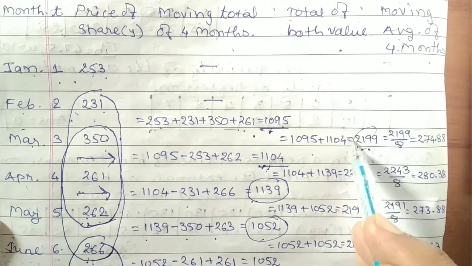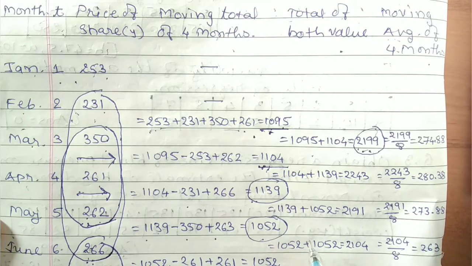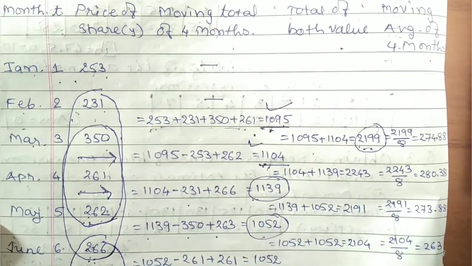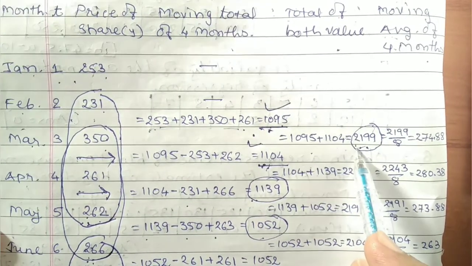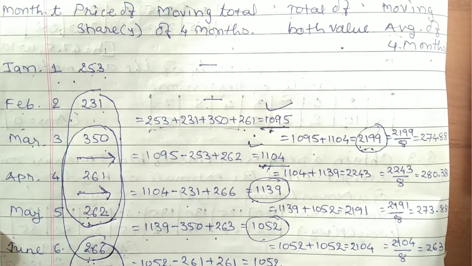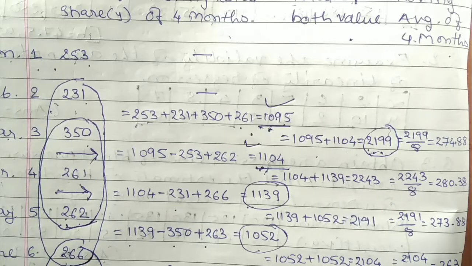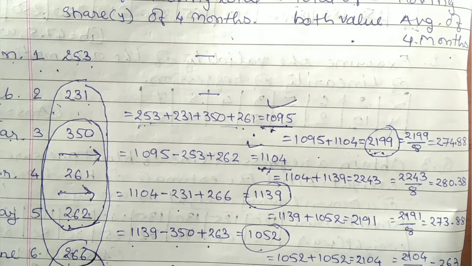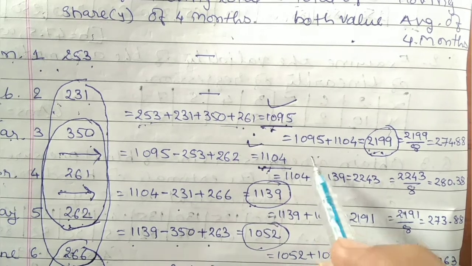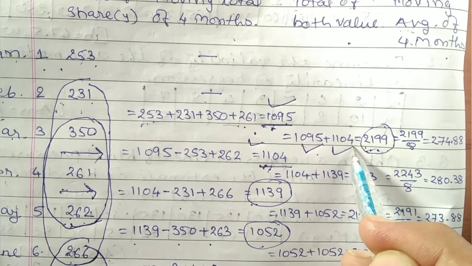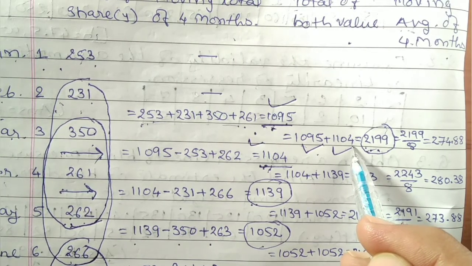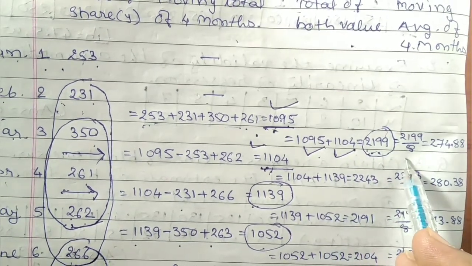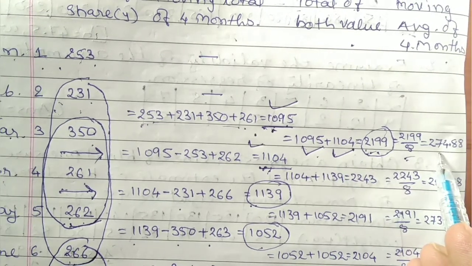That means what? This 2199, shall we say that is the total of 8 months? This is a 4 monthly total, and this 1104 is your next 4 monthly total. So this 2199 is your 8 monthly moving total. Earlier in the 3 yearly moving average we divided by 3. In the 5 yearly moving average we divided by 5. But here the data is for a total of 8 months. That's why to find the moving average exactly, we are supposed to divide by 8. So by dividing by 8, you will get the answer 274.88.